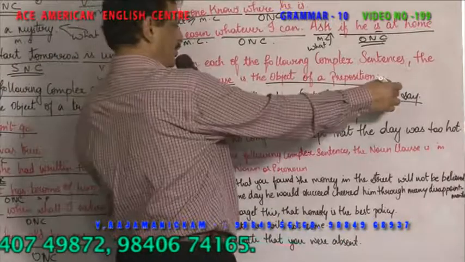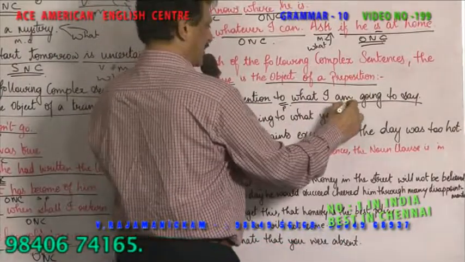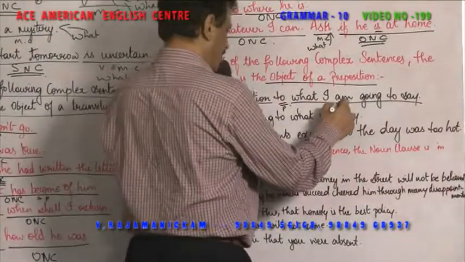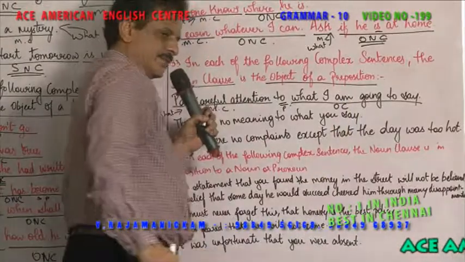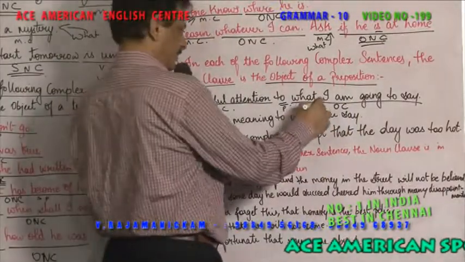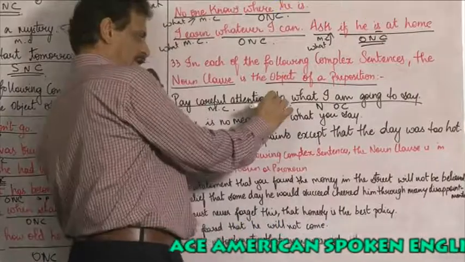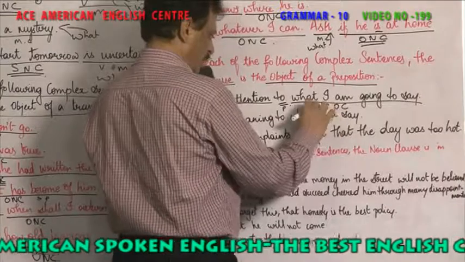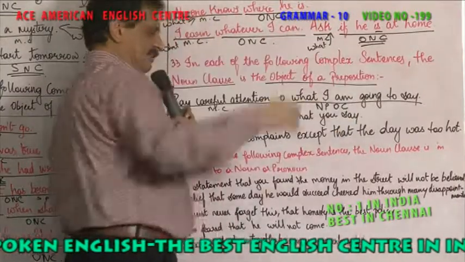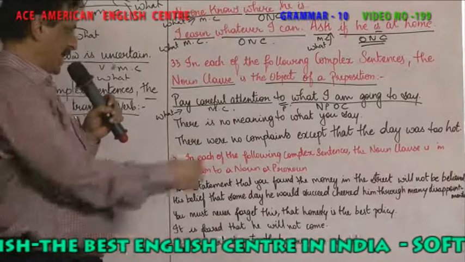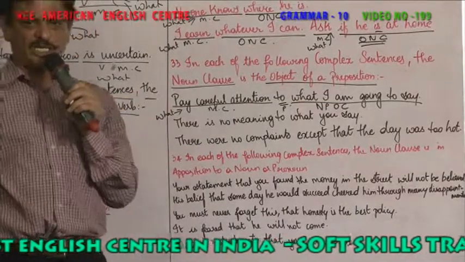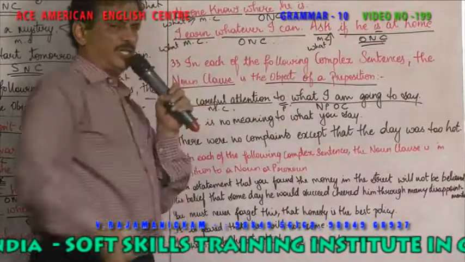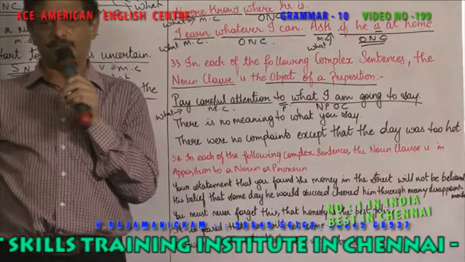To what I am going to say has the subject and predicate. So it is a clause. So it does the function of an object. It is a noun in the sentence. It is followed after the preposition to. Noun prepositional object clause. You ask a question to the verb. Pay careful attention. On what? To what I am going to say. After to, the object comes. So it is a prepositional object.